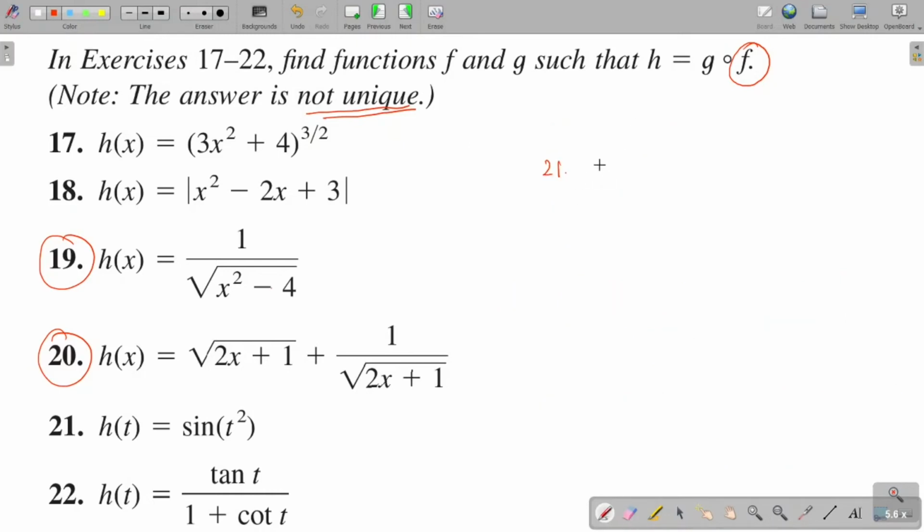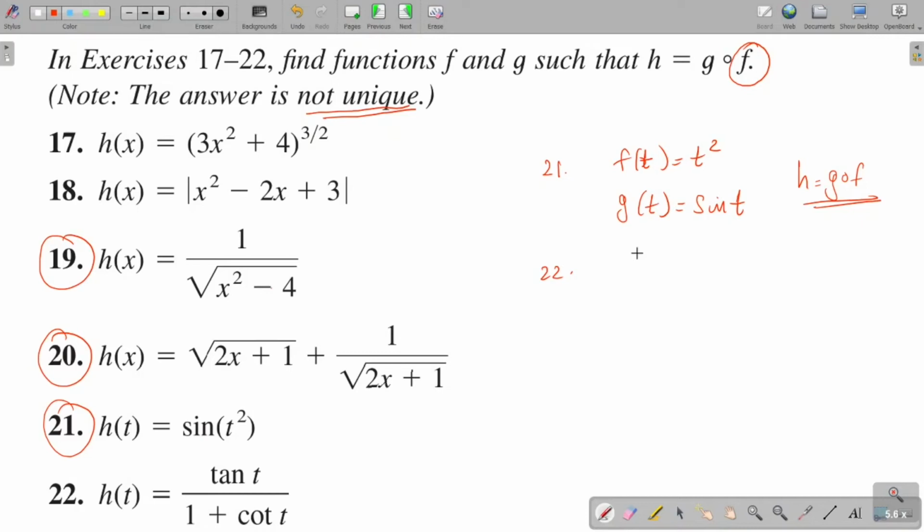21st problem. h of t equals sine t square. So what will be f of t? f of t equals t square. That is the first operation you have to perform. Then define g of t as sine t. Then h is equal to g composite f. You may verify.